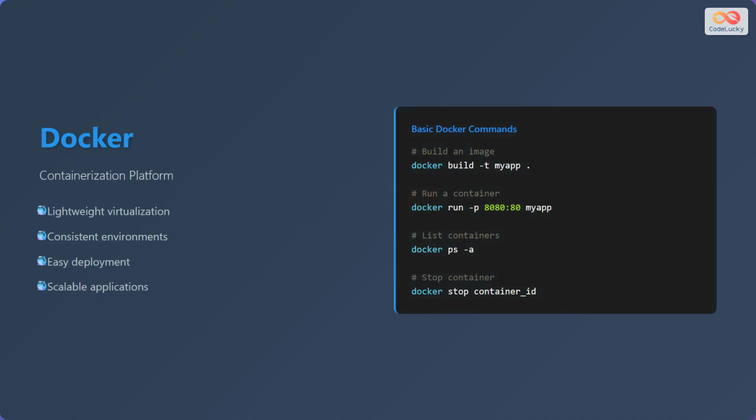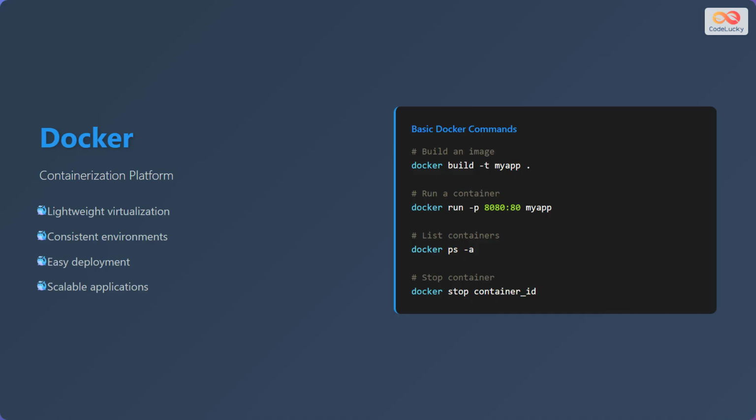First, we have Docker. Docker is a containerization platform that allows you to package your applications and their dependencies into standardized units called containers. These containers ensure consistency across different environments, making it easier to deploy and scale your applications.